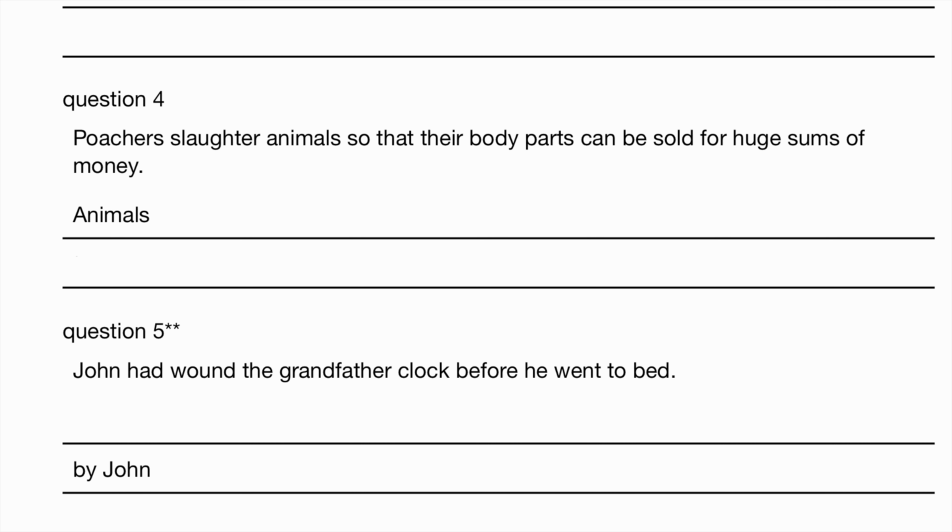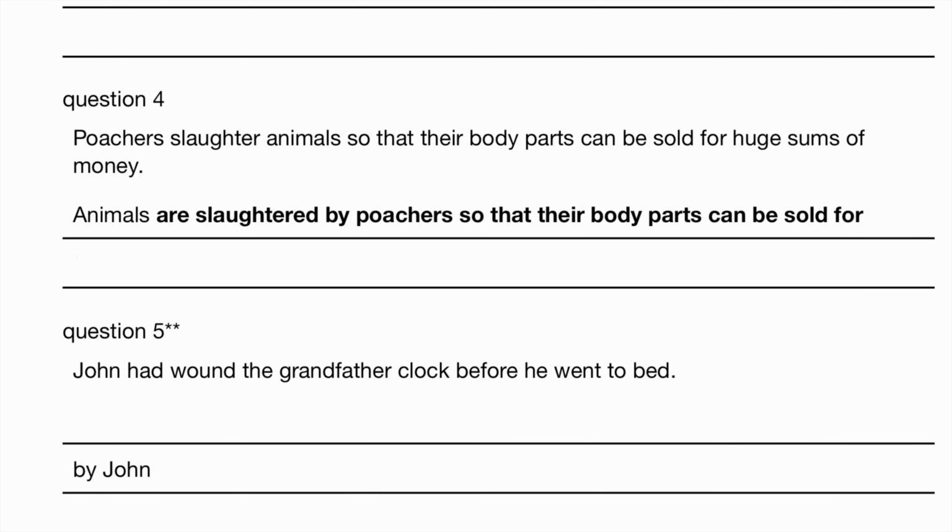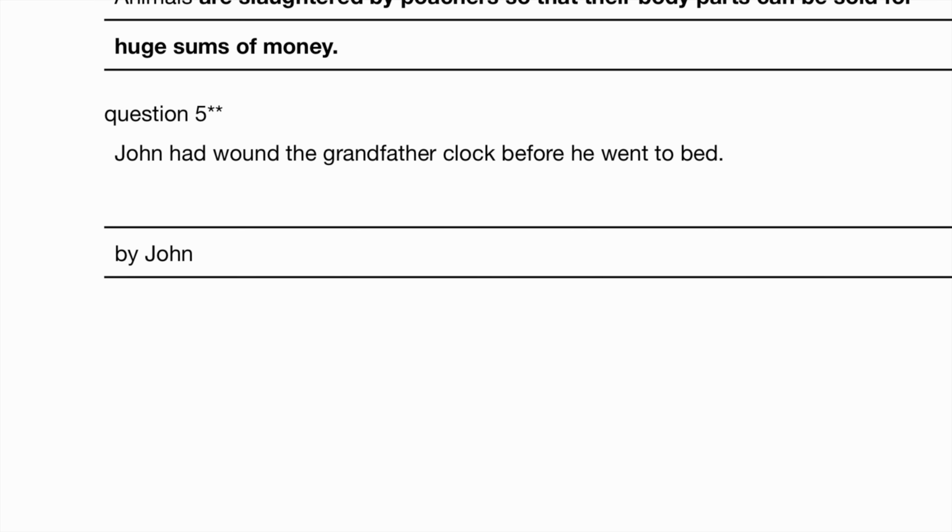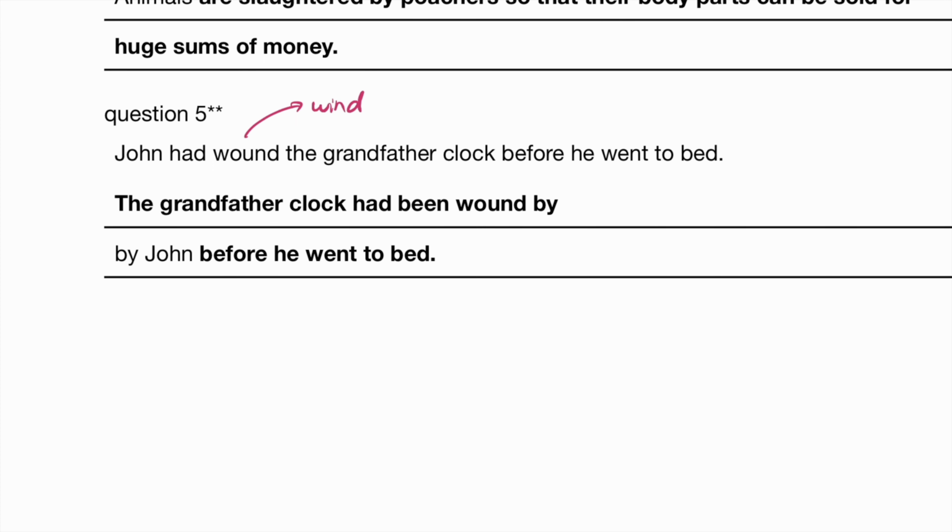Poachers slaughter animals in present tense, slaughter, so that their body parts can be sold for huge sums of money. So animals, plural, are, present tense, are slaughtered by poachers, so that their body parts can be sold for huge sums of money. Next, John had wound. Now, this is a curious word. Wound is the past participle of wind. In this case, it's not pronounced as wind. Right? Had wound the grandfather clock before he went to bed. The grandfather clock had been wound by John before he went to bed.